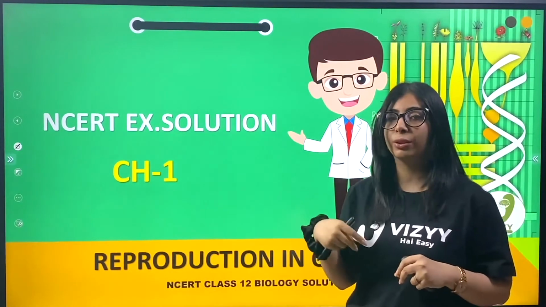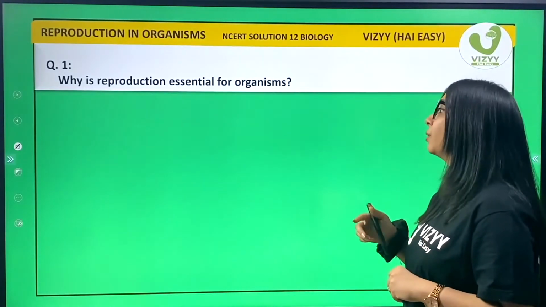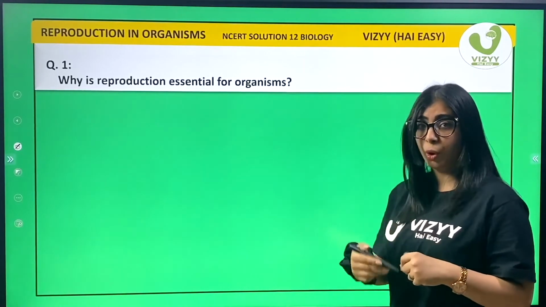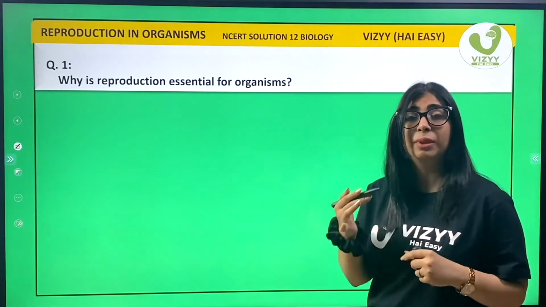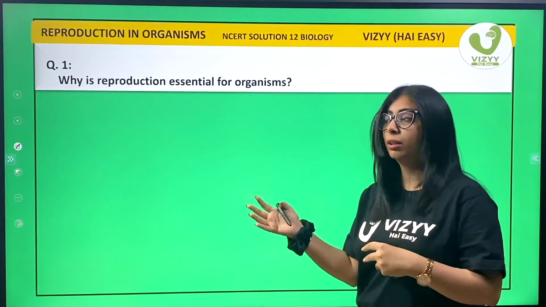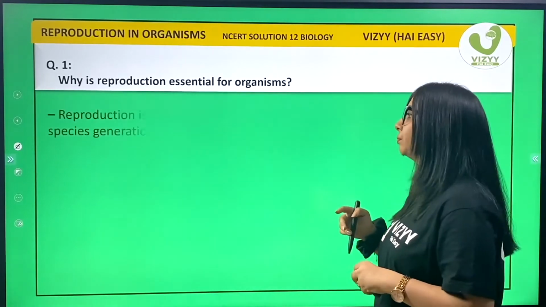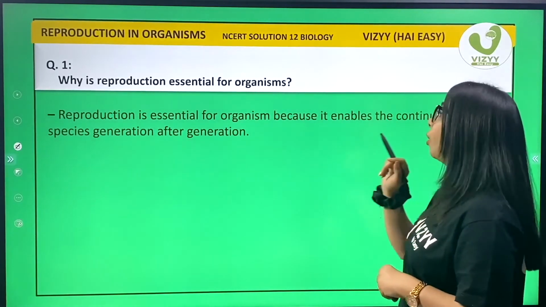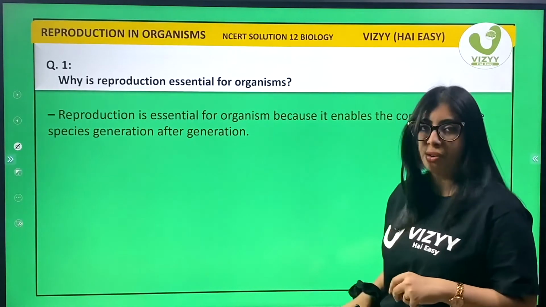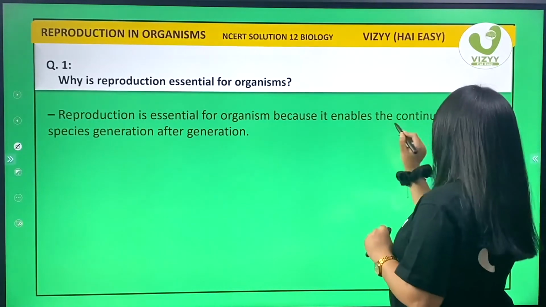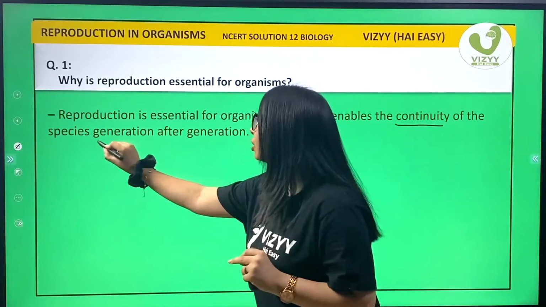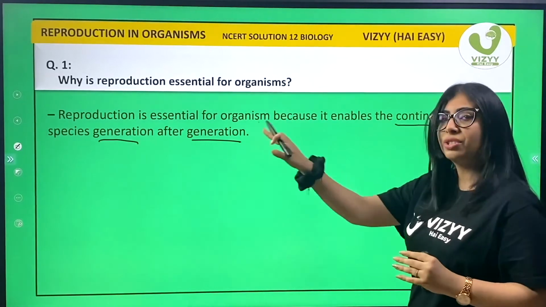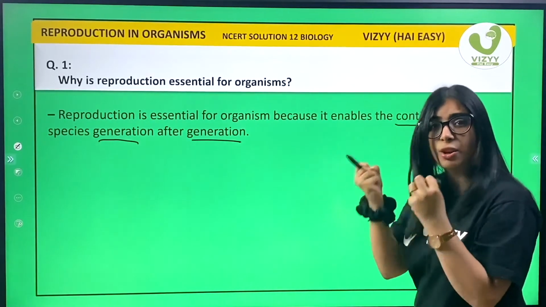Okay, so let's have a look for question 1. Question 1 goes like, why is reproduction essential for an organism? Why is it essential? Or what is reproduction? Reproduction means to reproduce. Okay, so let's have a look. Reproduction is essential for an organism because it enables the continuity of species generation after generation. You are supposed to focus on the words continuity of species generation after generation. So here, continuity of species generation after generation is the essence of the question.